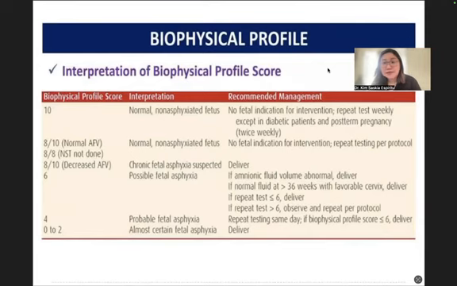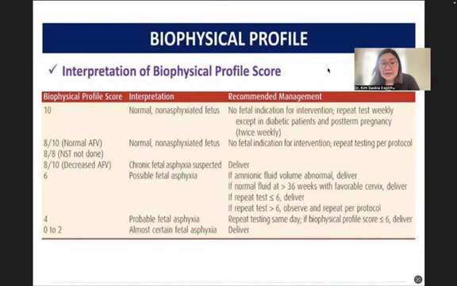If the score is 8 over 8, but you have a normal amniotic fluid index, or the SVP, there is no fetal indication for intervention. You just have to repeat testing. If it's 8 over 8, it usually is not 10 over 10, but it's still a perfect score because the NST is not done. It's also normal. So you don't have to do anything.